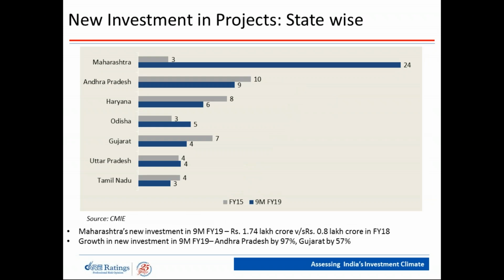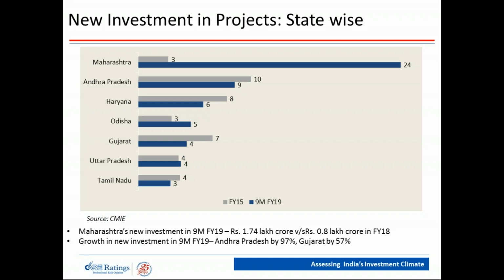In terms of new investments, 7 states, namely Maharashtra, Andhra Pradesh, Haryana, Odisha, Gujarat, Uttar Pradesh, and Tamil Nadu, accounted for nearly 55% of the total. While the share of Maharashtra and Odisha improved over the past 5 years, that of Andhra Pradesh, Haryana, Gujarat, and Tamil Nadu declined marginally. Maharashtra, which had a mere 3% share in the total new investments in FY15, has seen a substantial improvement in its share, surpassing all other states. It now accounts for 24% of all new investment in the country.